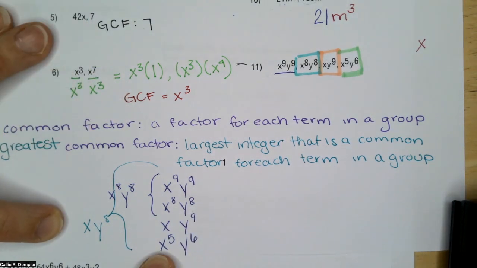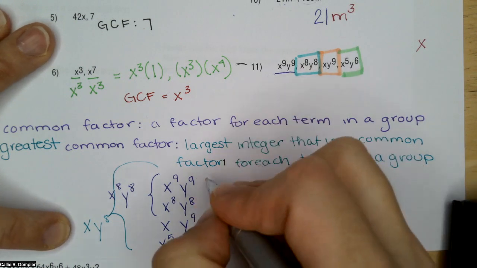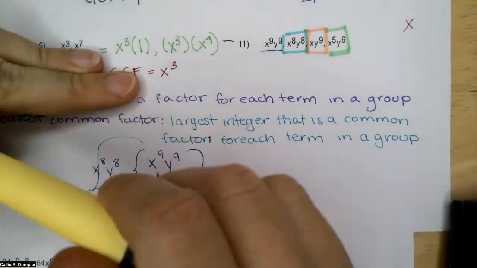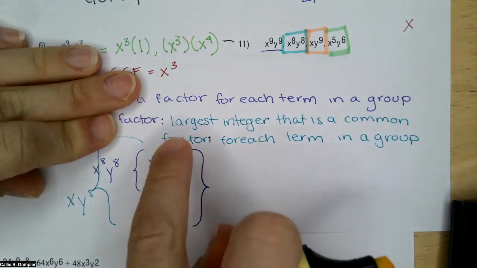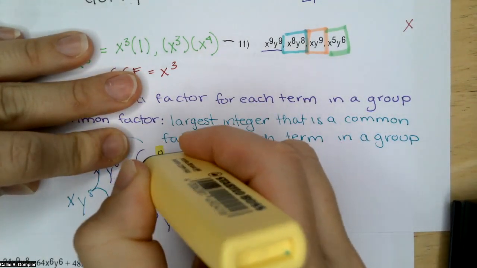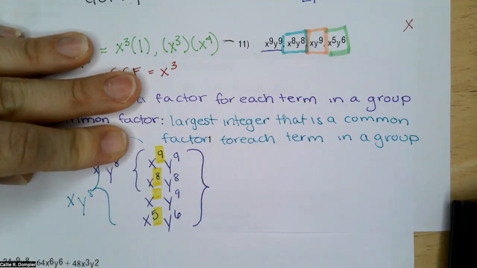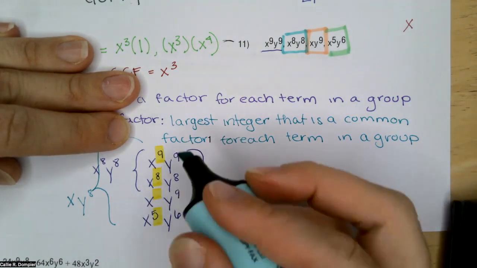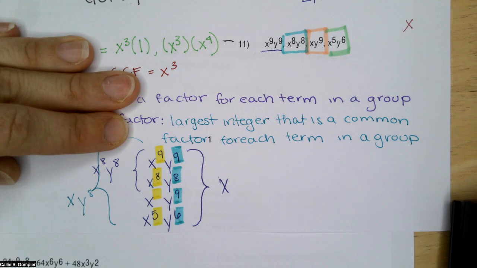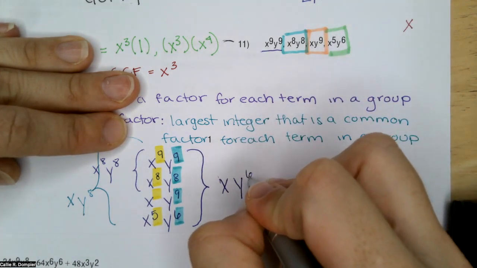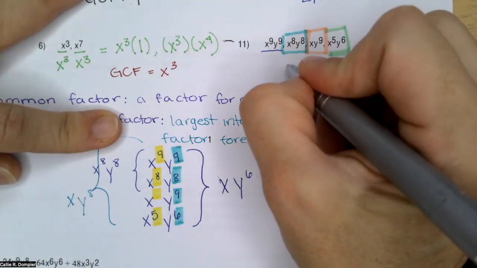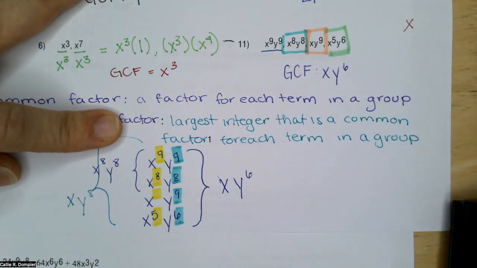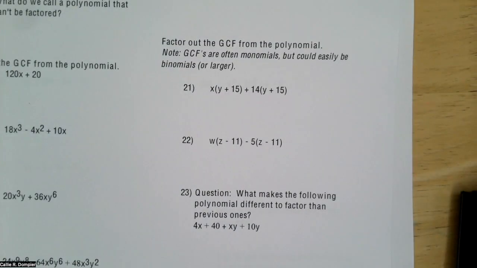So that can't change the fact that x is our greatest common factor, because now we have to look at all of them, right? They all have a base of x, they all have a base of y. Here's a 9, an 8, a 1, and a 5. That's just a 1, it's the smallest one, right? And then of our y's, they all have a base of y, 9, 8, 9, 6. x times y to the 6th is the greatest common factor for number 11. Okay. All right.